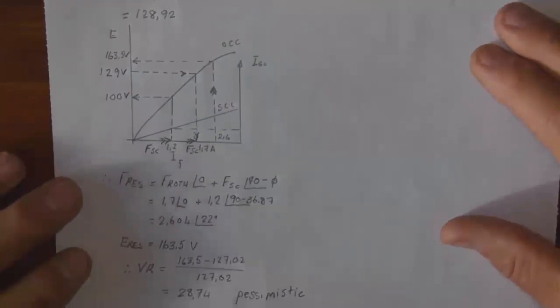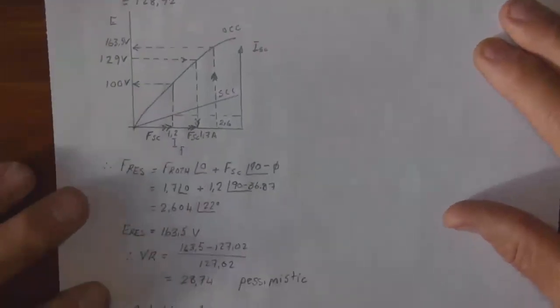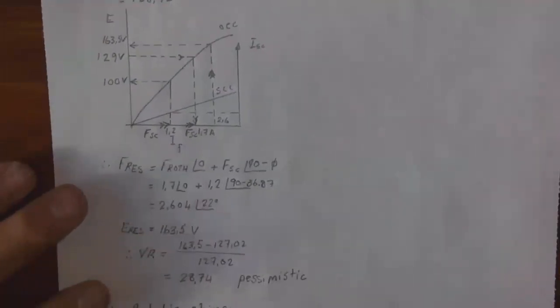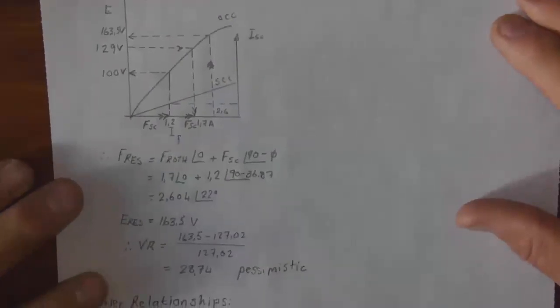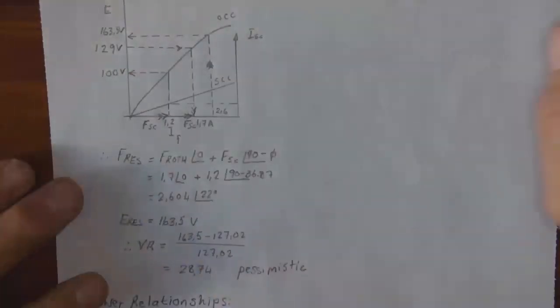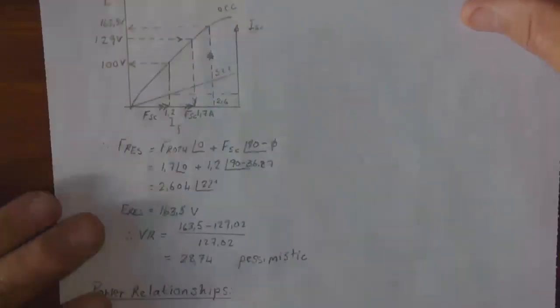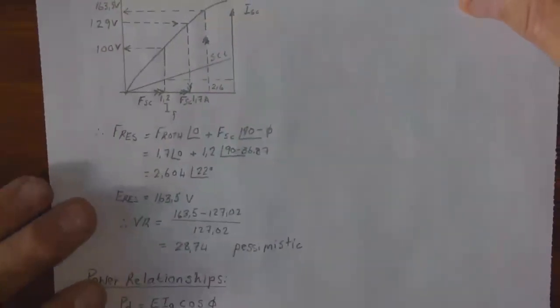we find F res is F Potier plus F short circuit at 90 minus 36.87. So for the Potier voltage, we go down on the graph and we find that it is 1.7, and 1.2 is given. So that's 1.2 plus 90 minus 36.87. That gives us a value of 2.604 at an angle of 22 degrees.